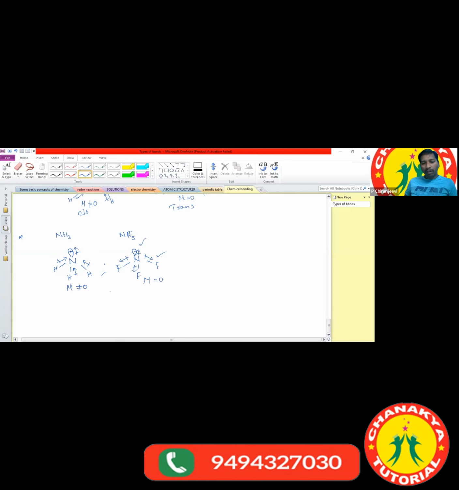Okay, clear? You got the clarity or not? Yes, sir. Okay, now which one is having the greater dipole moment, ma? Ammonia is having the greater dipole moment. Okay, so which one is having the greater dipole moment here? Ammonia is having greater dipole moment than that of trifluoroammonia. Got the clarity? You got the clarity or not, ma?